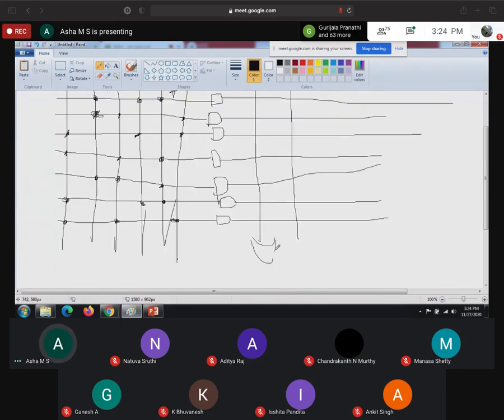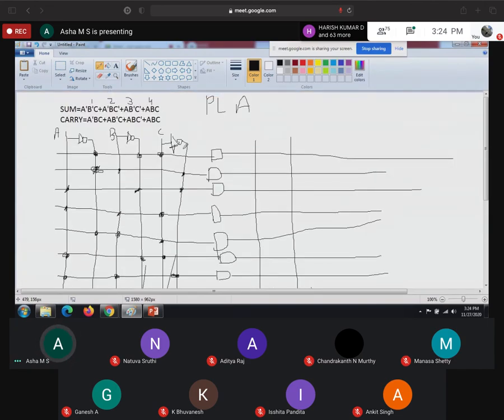So this first OR gate gives the sum. The second OR gate gives the carry. Directly I can write: for the sum we have used the first 4, 1, 2, 3, 4. For the carry, the remaining 3 plus ABC.